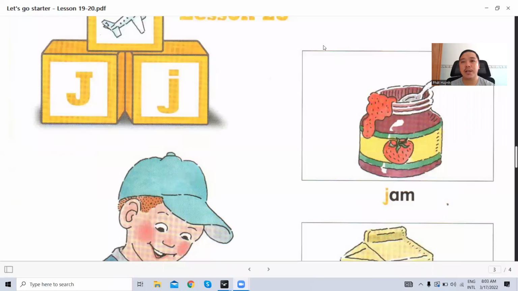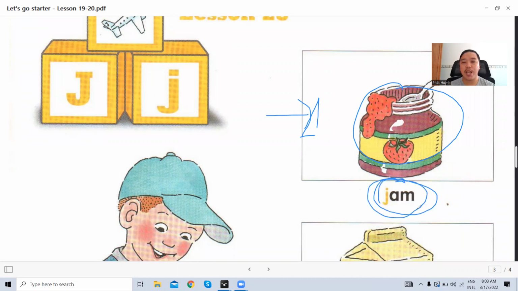Now, picture number one. What is this in English? Đây là gì trong tiếng Anh với các bạn? Jam. Okay, so what is jam? What is jam? Vậy jam là gì các bạn? Là, that's right, mứt. Number two.